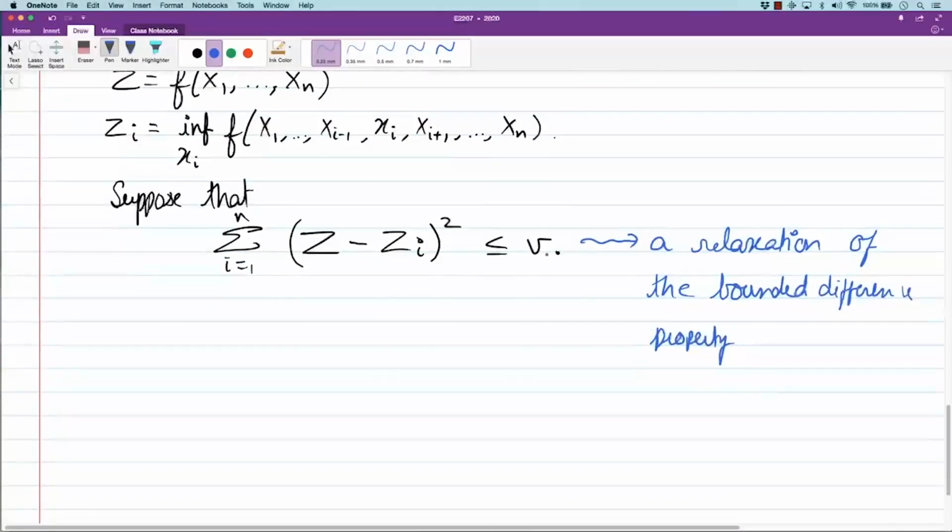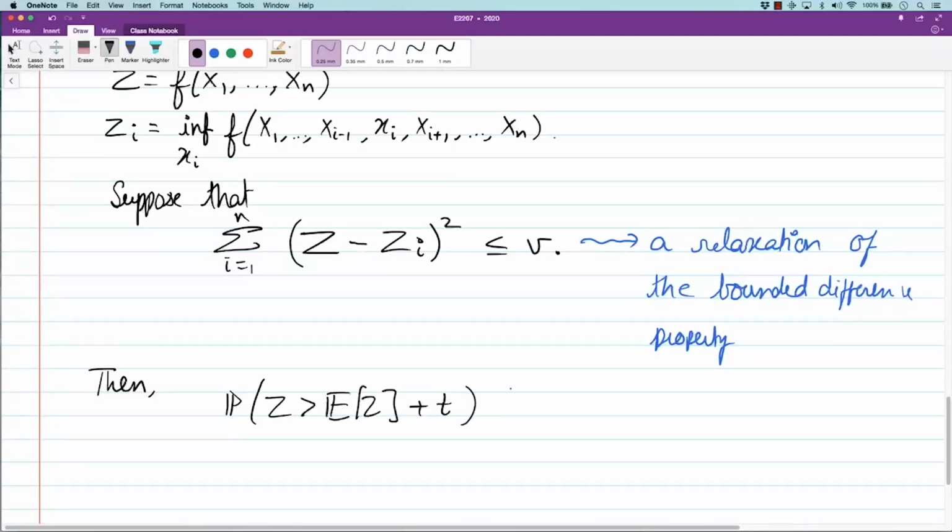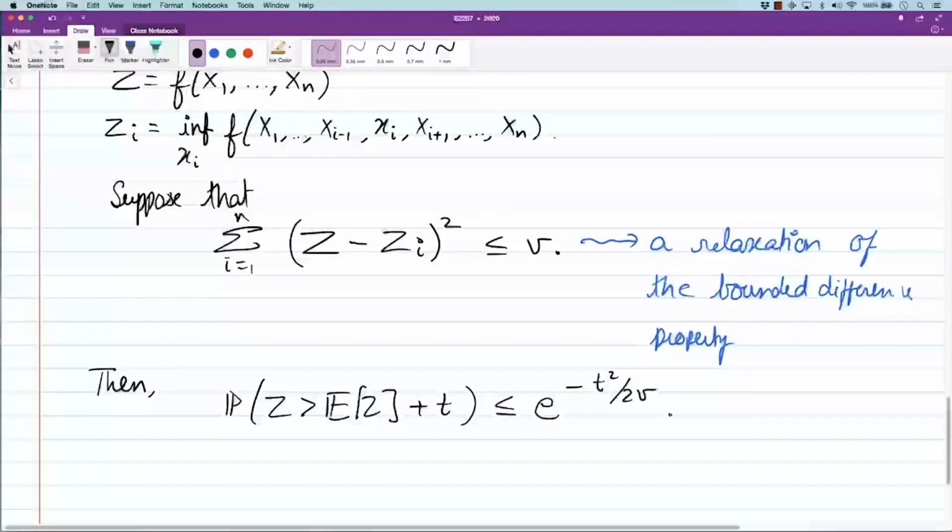Because if you go by the bounded difference property, you need a bound for individual terms. So you need sort of a bound on the L infinity norm of this vector. But now you need a bound only on the L2 norm. So, suppose this is true, then the probability that Z exceeds its expected value by t is exponentially small, and this variance factor v is the same as this variance factor v.